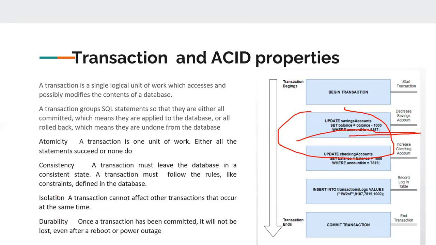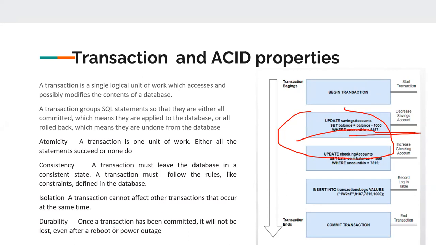Isolation means that each transaction cannot affect another transaction. Let's say, for example, two persons are trying to make transactions on a particular account. Each transaction is handled individually. No one has impact on the other transaction.